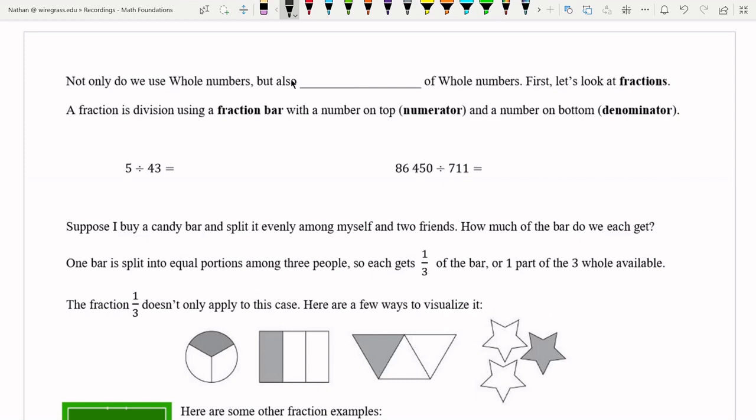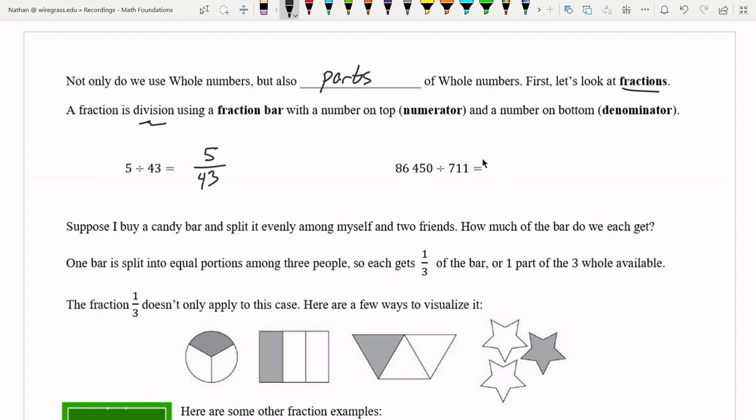Not only do we use whole numbers, but also parts of whole numbers as well. We're going to study this by looking at fractions. A fraction is just division with a fraction bar, and the number on top of the fraction is the numerator. The number on the bottom is called the denominator. So 5 divided by 43 is the same thing as 5 over 43.